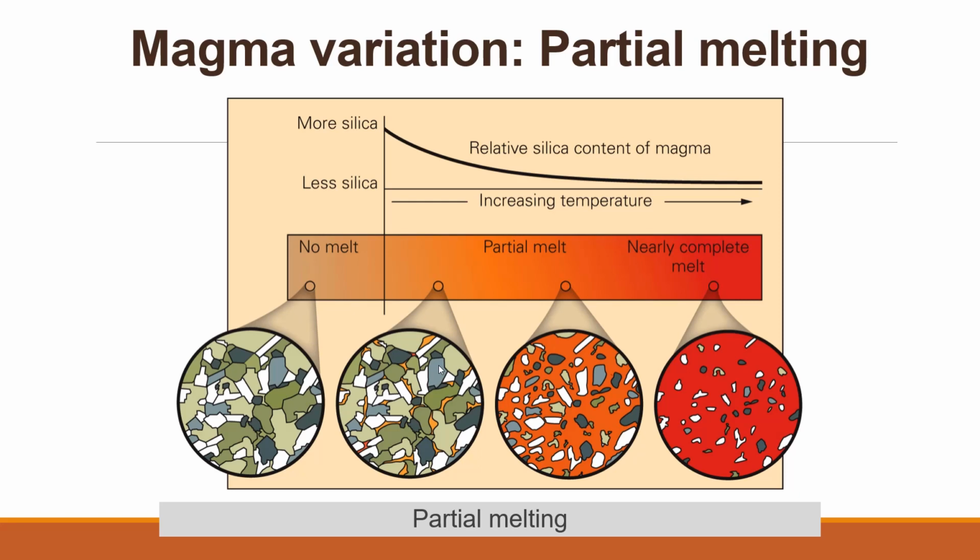This is partial melting again: we start off and we're going to melt the silica rich materials. So this line is showing us the silica content of the magma. As we increase the temperature, we will start melting those more silica poor materials that are the more mafic materials, and so we will get increasingly mafic magma with increased melting.